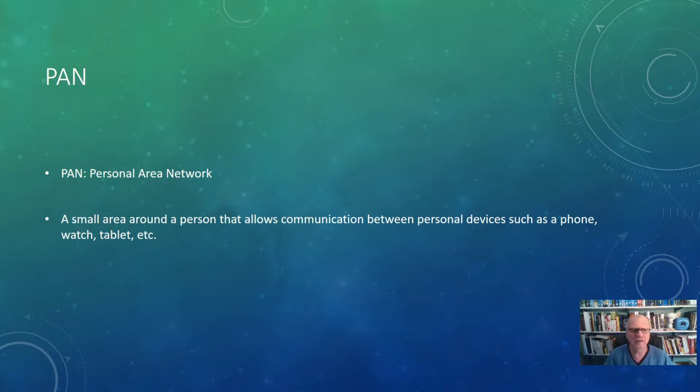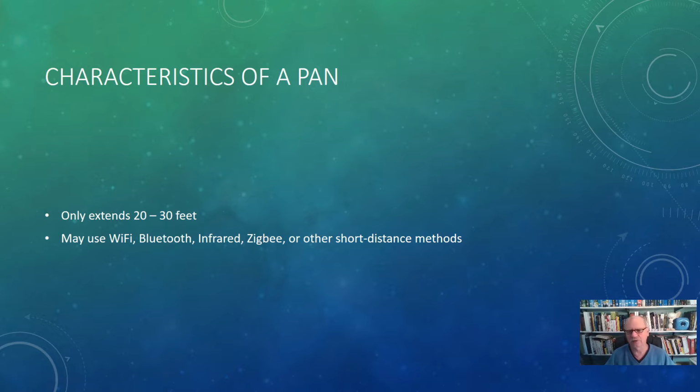Next is the PAN, the Personal Area Network. This is a small network, a network that surrounds you, a smartwatch, a smartphone, a tablet, those kinds of devices that are very, very local to you as a person. They are a personal network. Often only extend 20 to 30 feet, and they can use several technologies. Wi-Fi, Bluetooth, infrared, Zigbee. What in the world is a Zigbee?